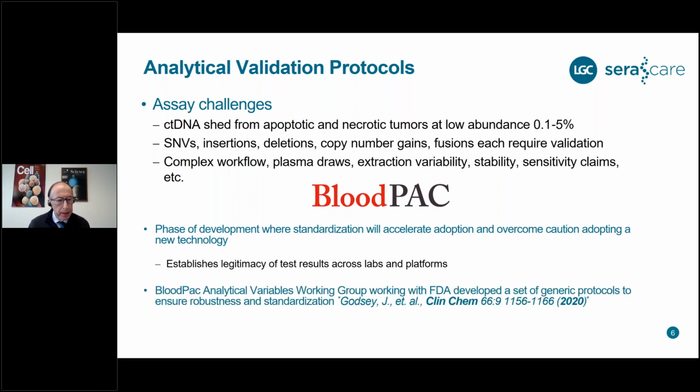And within BloodPac, the BloodPac Analytical Variables Working Group, led by Jim Godsey at Illumina, just published in Clinical Chemistry a fantastic product on the generic protocols to ensure robustness and standardization. And I want to speak to some of the recommendations made by this BloodPac group next.